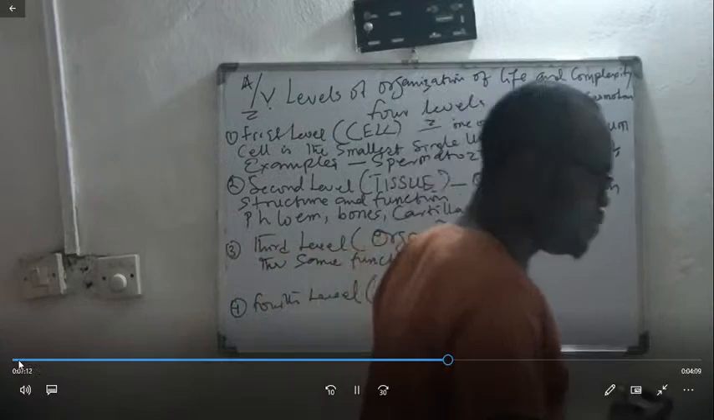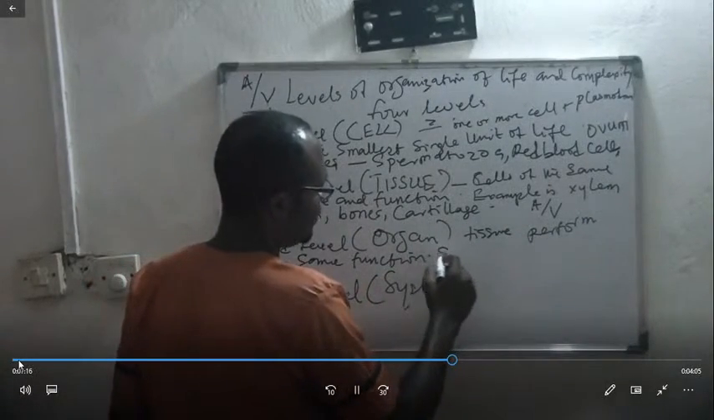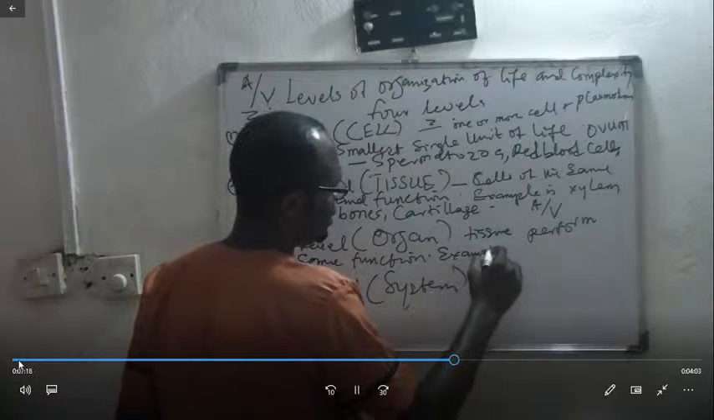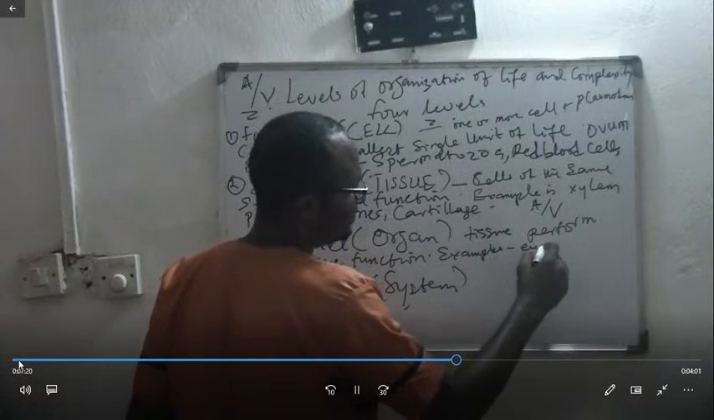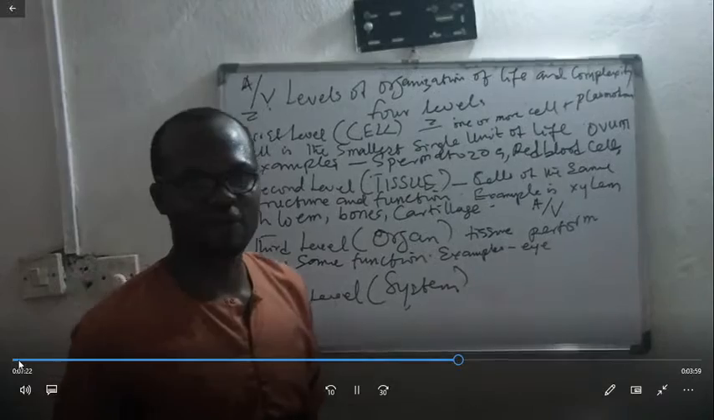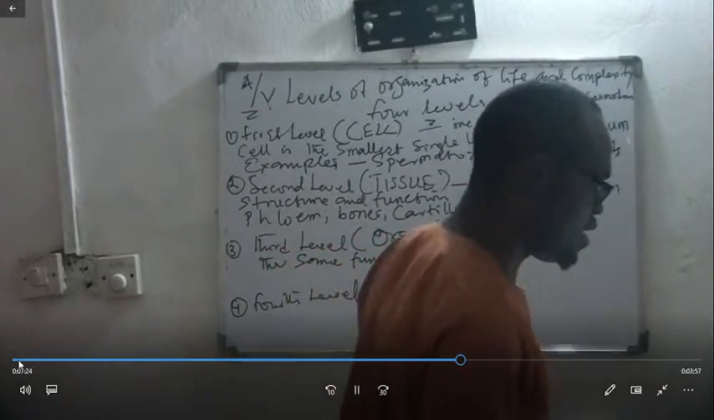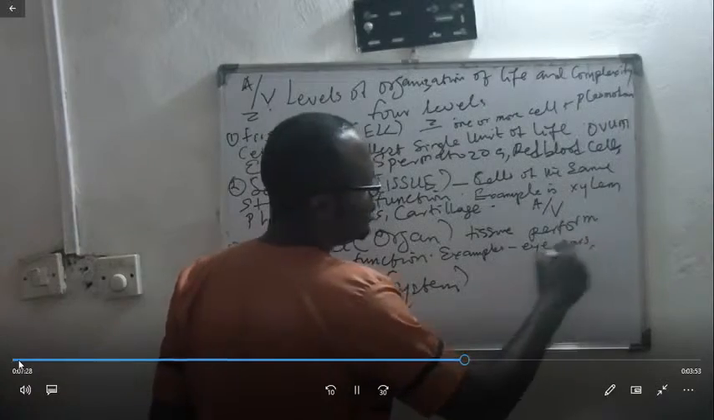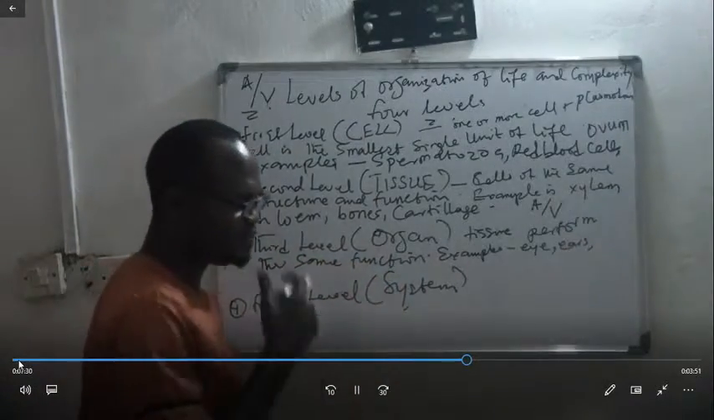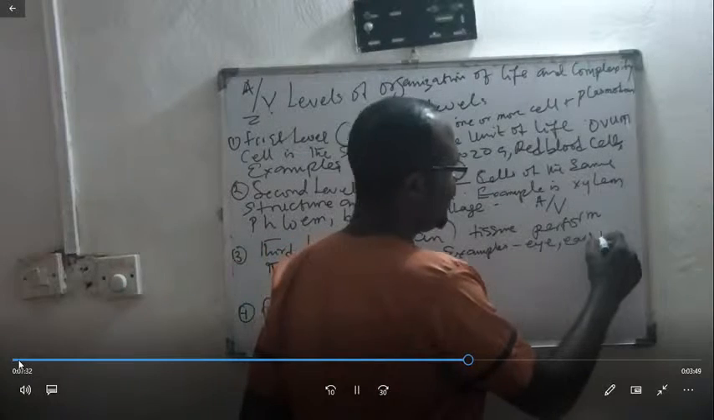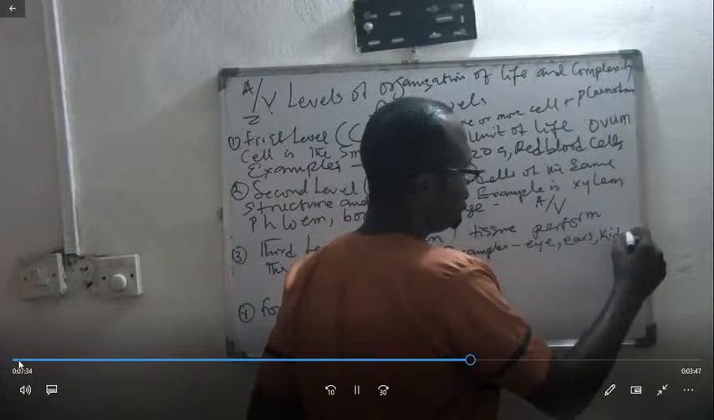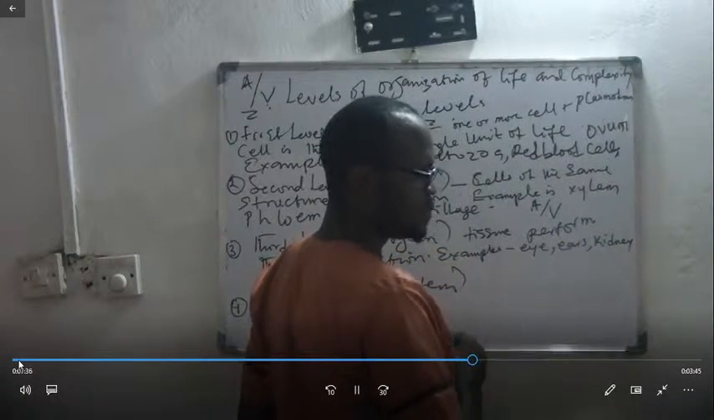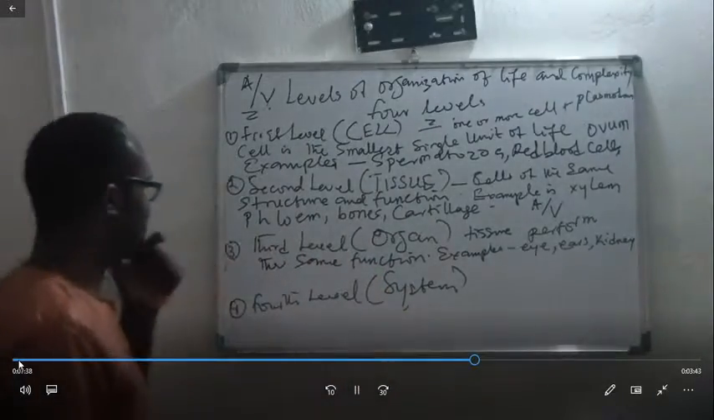So what are the examples of organs? The eye. The eye is the organ for what? Sight. We have the what? Ear. The ear is the organ for what? Hearing. We have kidney. Is that clear? So these are organs.